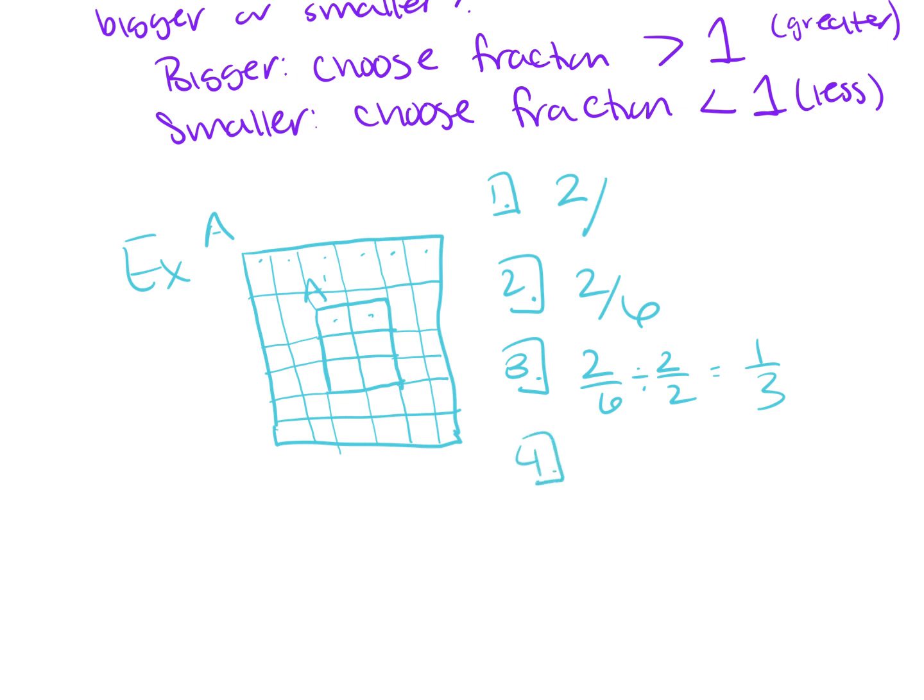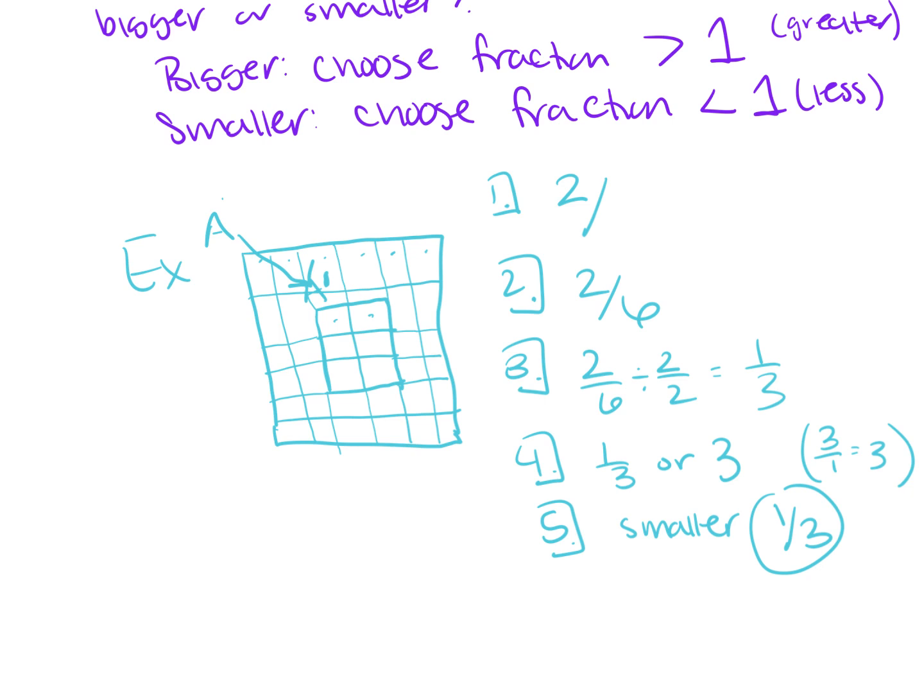Step 4 says to write the two options. Well, it's 1/3, or if I flip that over, it's 3 over 1, which is the same as 3. Okay. Step 5 says ask yourself, did it get bigger or smaller? Well, I have A going to A prime, right? A prime means it's the second one. This got smaller, so I'm going to pick the smaller fraction, the one that's less than 1. So this scale factor is 1/3. Okay? We're going to do one more just to make sure it makes sense.